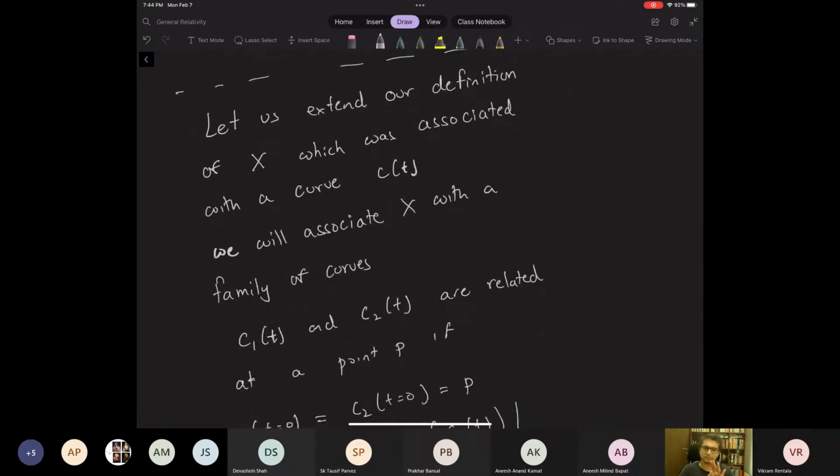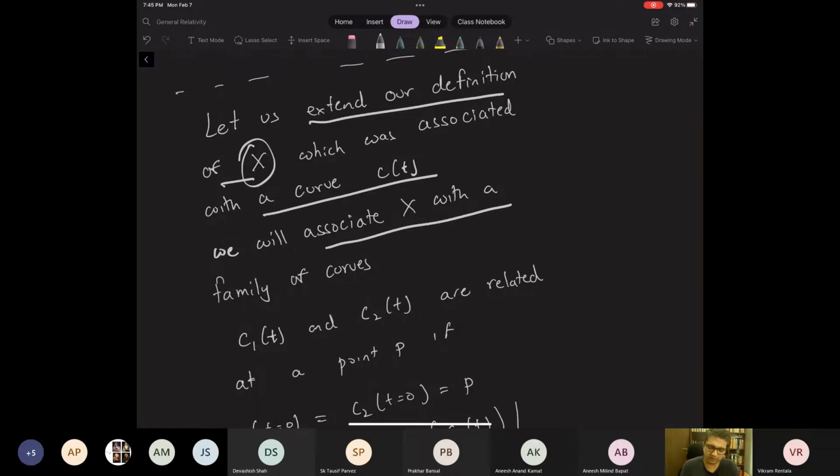Okay, any questions at this point? Okay, so now I'll just make one slight change of definition going forward. So we'll extend our definition. Previously we had associated x with a single curve c of t. Now instead of associating x with a single curve c of t, we'll associate x with a family of curves.